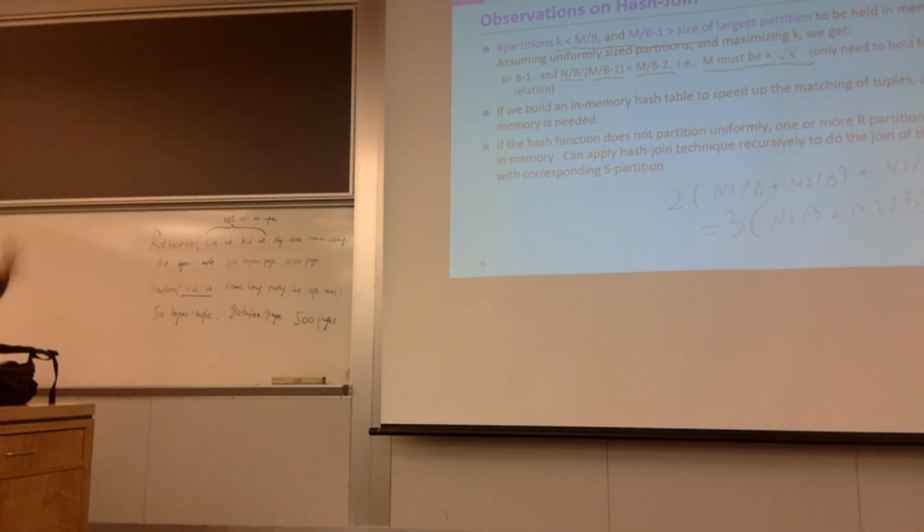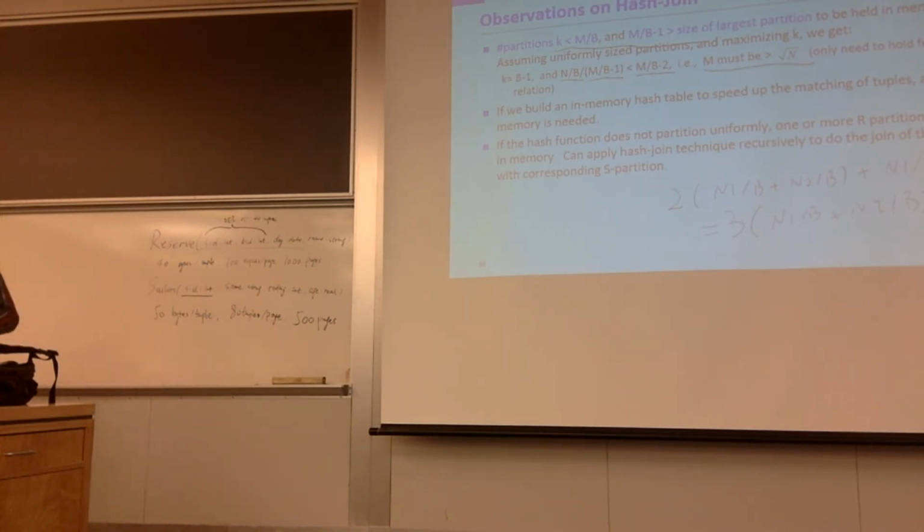So in conclusion, as long as your memory size is greater than the square root of the size of your smaller relation, then you can do hash join in 3 times the total number of pages in these 2 relations combined. Okay? And that's linear cost.